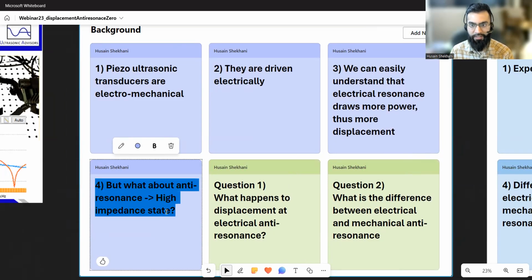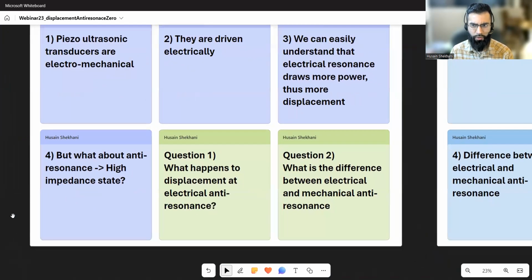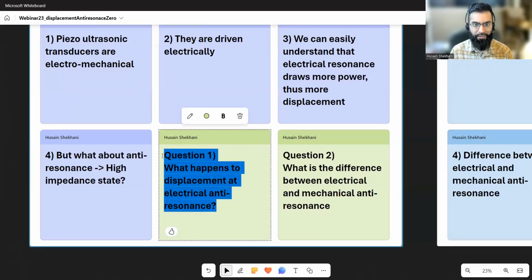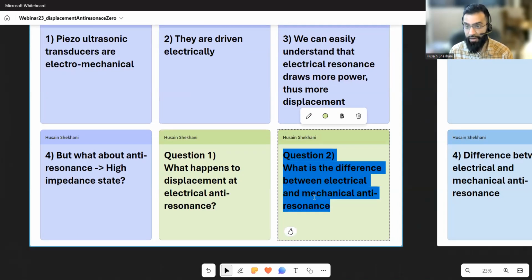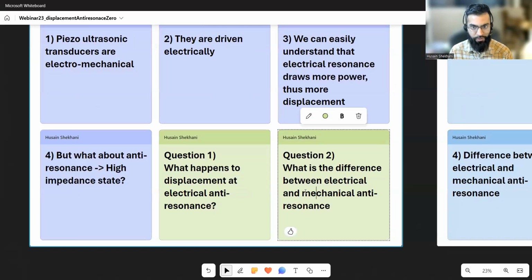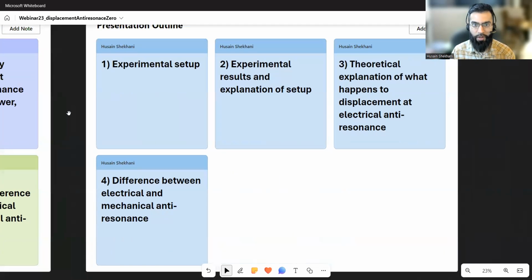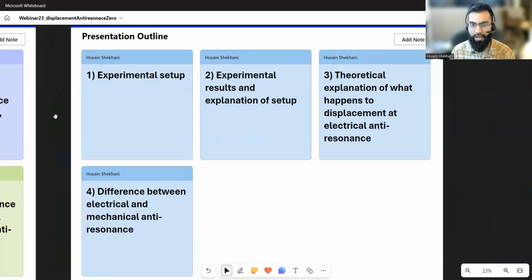Anti-resonance is the high impedance state of a resonance transducer. The current is low. You might even feel like the power draw is going to be low. So what happens to displacement at the electrical anti-resonance? And what's the difference between electrical and mechanical anti-resonance? I'm going to describe soon that nothing special happens at electrical anti-resonance, actually. But there is such a thing as mechanical anti-resonance, and I'll talk about that near the end. For most applications it's not relevant, but it's very interesting, and it helps fill a gap in our knowledge about this whole idea of anti-resonance.